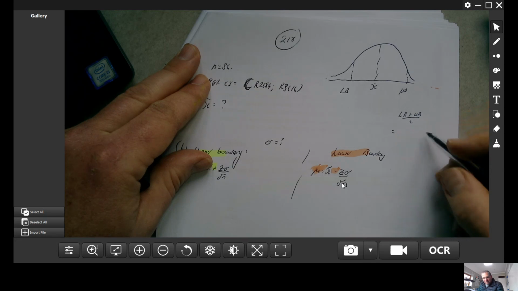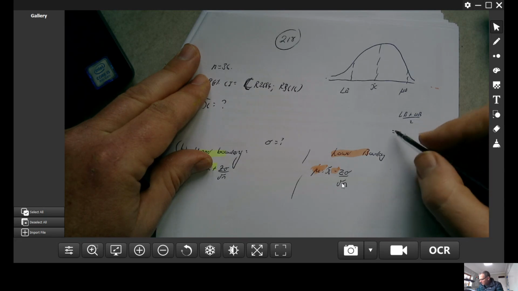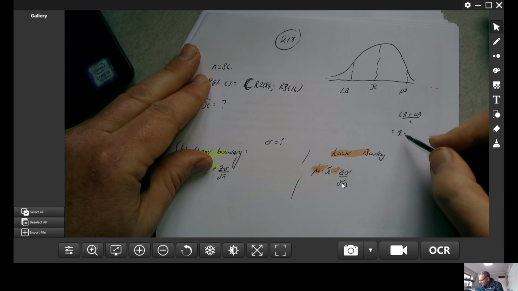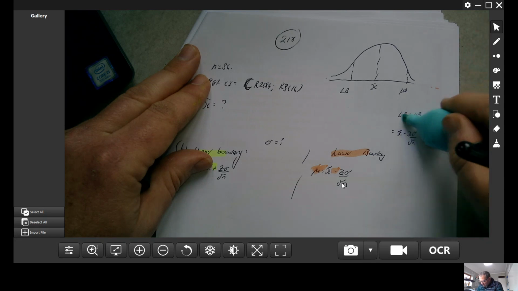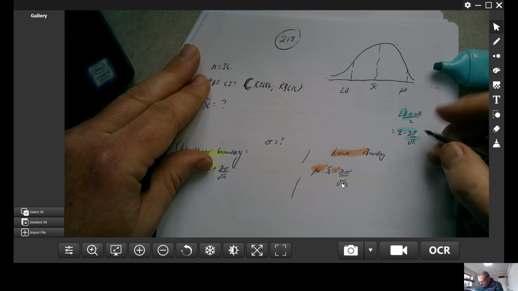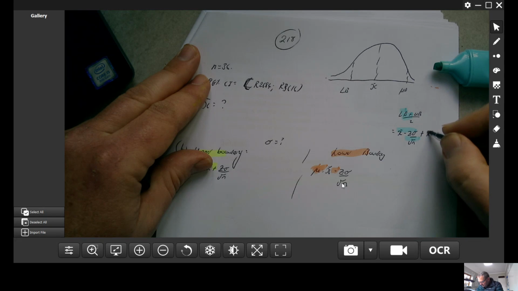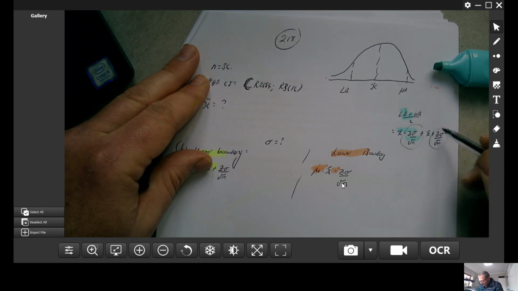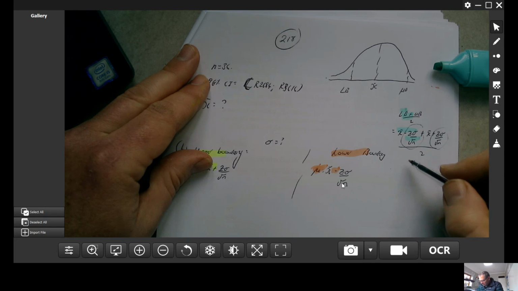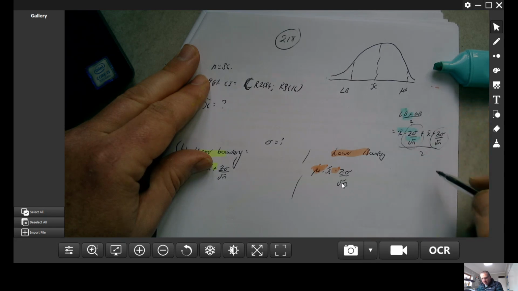What's the proof for that? The lower boundary is x bar minus z sigma over root n, plus the upper boundary, x bar plus z sigma over root n. What happens? The z sigma over root n terms cancel out, and that's all over 2. So if you add the lower boundary plus the upper boundary divided by 2, you end up with 2x bar over 2, which is x bar.